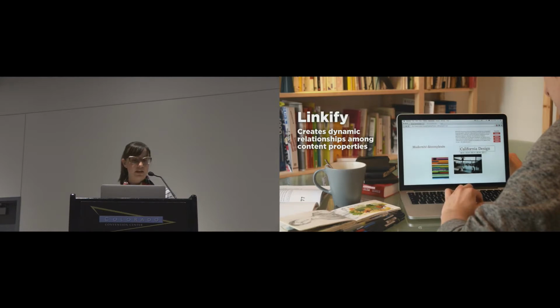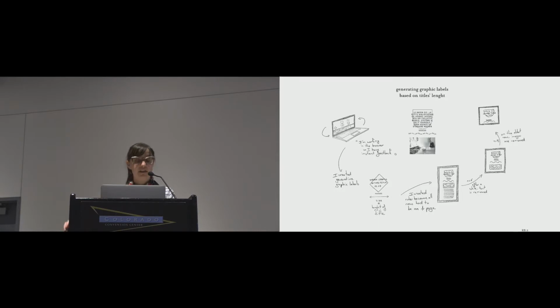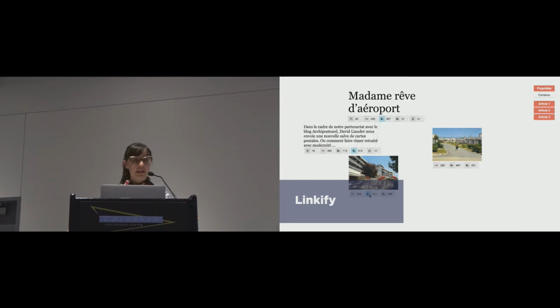The second probe is called Linkify, and it creates dynamic relationships among content properties. It's based on this story. So this designer was creating a blog layout, and he created a script to map the creation of the custom crest behind the title. It will be generated using the length of the title. So the number of characters in the title will generate the crest behind. So in Linkify, we reuse the same ideas. So we propose for each content element, you will have 5 different parameters that you can link with other elements.